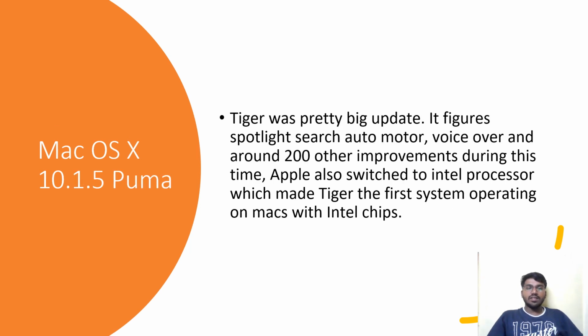Mac OS X 10.1.5 Puma. Tiger was a pretty big update. It featured Spotlight search, Automator, VoiceOver, and around 200 other improvements. During this time, Apple also switched to Intel processors, which made Tiger the first Mac operating system to run on Intel chips.